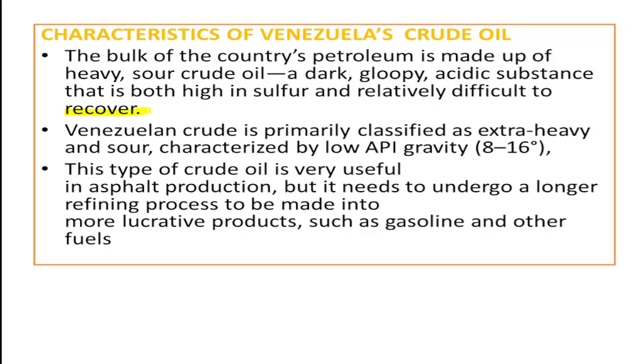It is primarily classified as extra heavy and sour, characterized by low API gravity, 8 to 16. This type of crude is very useful for application in asphalt production, but must undergo a refining process to be made into more lucrative products like gasoline and other fuels. So it is very important to understand the characteristics of Venezuela's crude oil. So they can ask you in prelims.